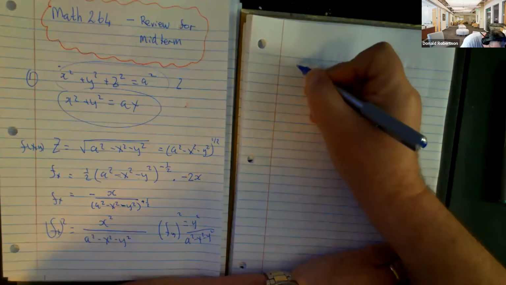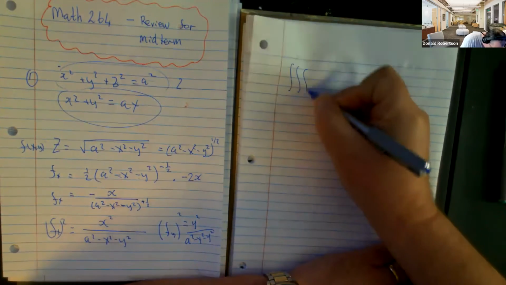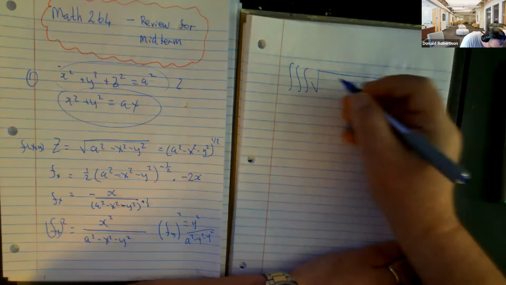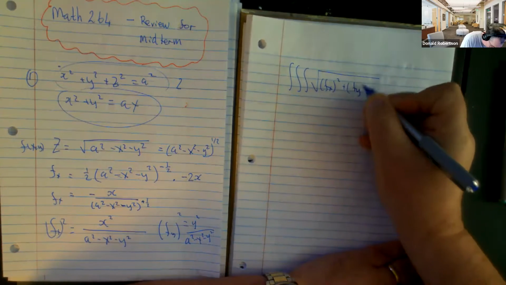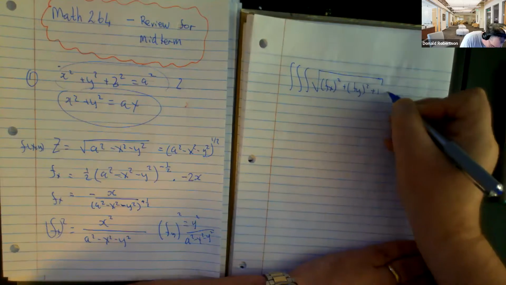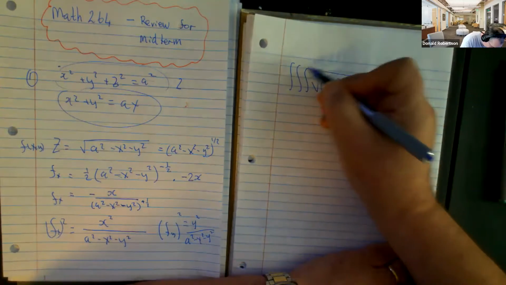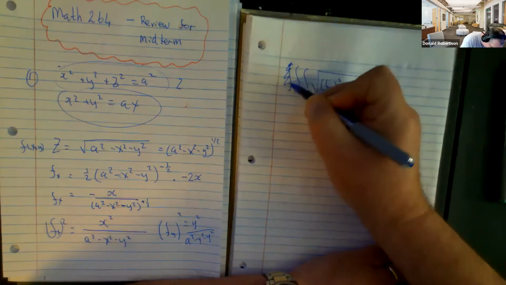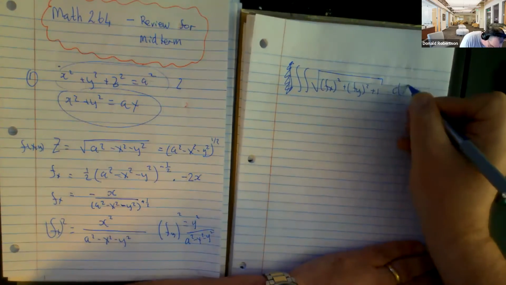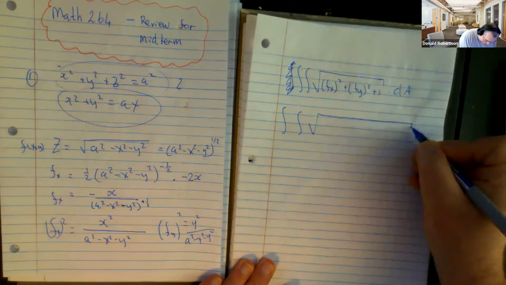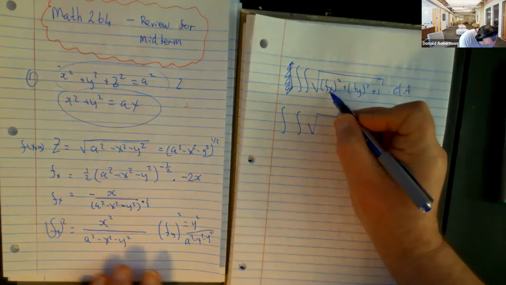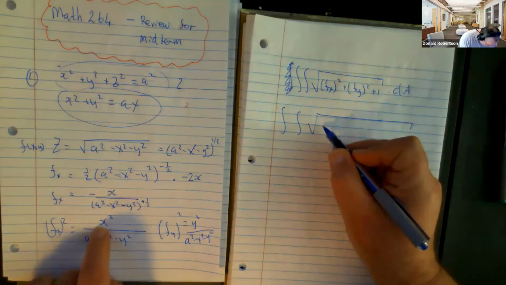So what we're going to deal with is the triple integral of the square root of this squared plus this squared plus 1. And why am I doing the triple integral? It's a double integral, right? And we've got our function. This part here is going to be this.